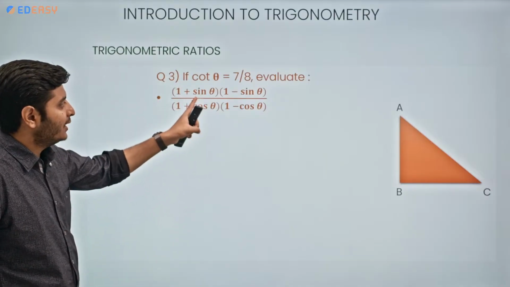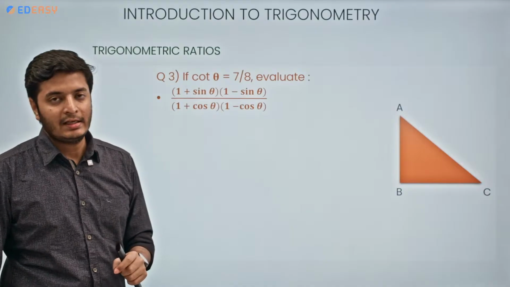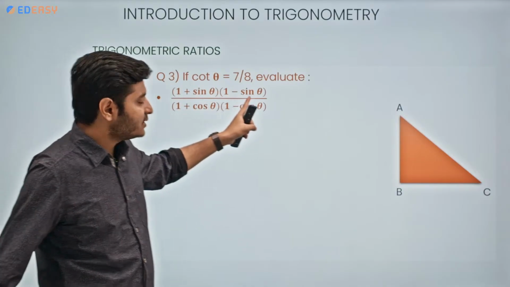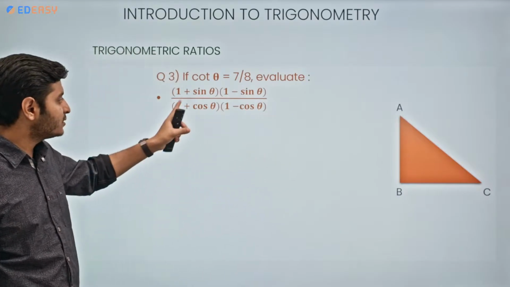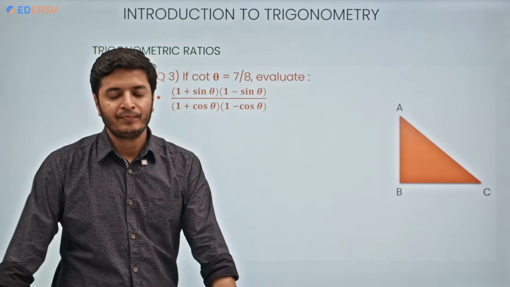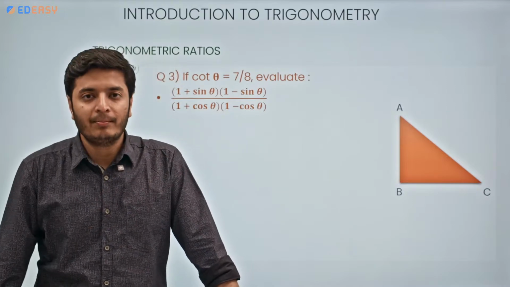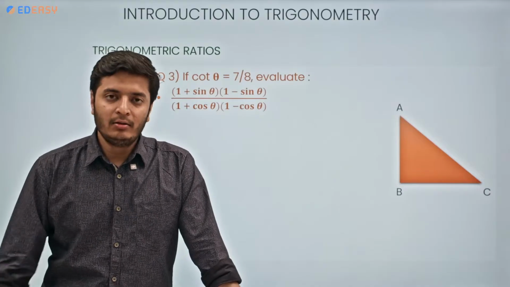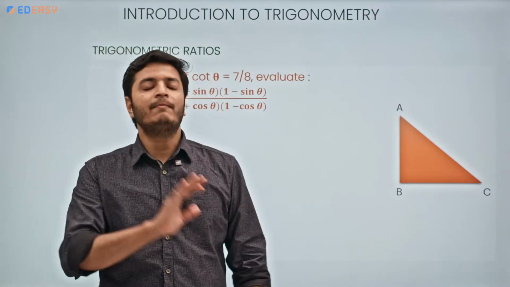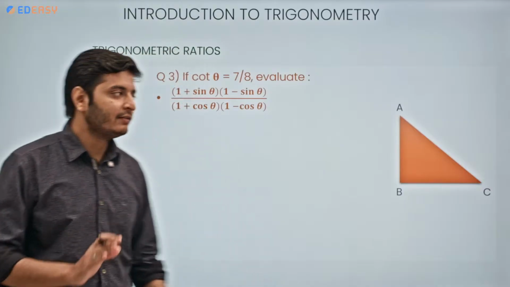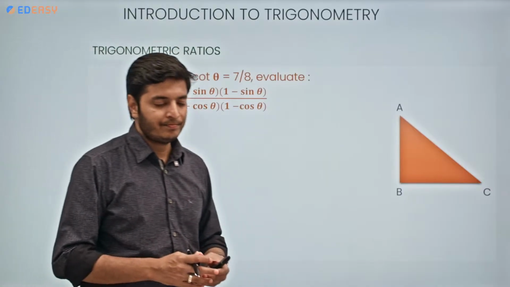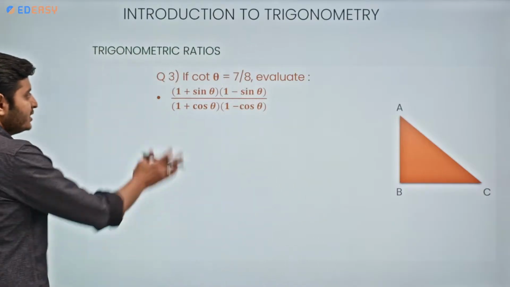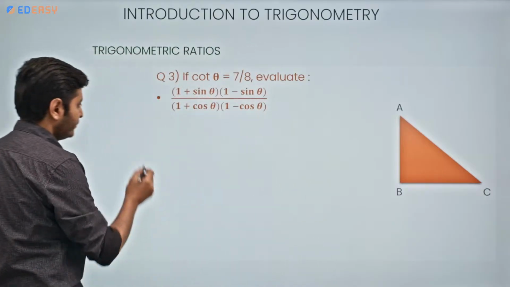If cot theta is 7 by 8, we need to evaluate 1 plus sine theta into 1 minus sine theta divided by 1 plus cos theta into 1 minus cos theta. A very different type of problem, but still in exam you can expect anything, correct? But don't worry, this is also very easy. This is even easier than the previous ones. You are going to help me in this. Okay, what is given to us? Cot theta is 7 by 8.